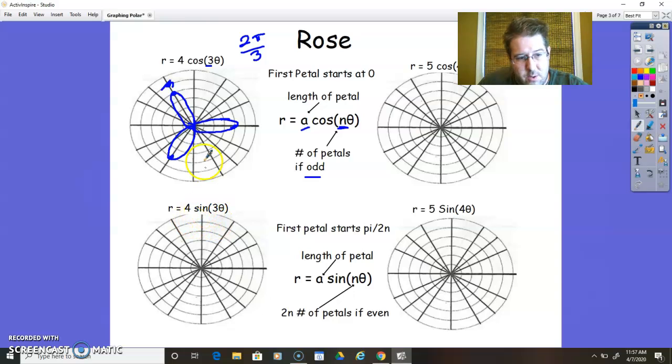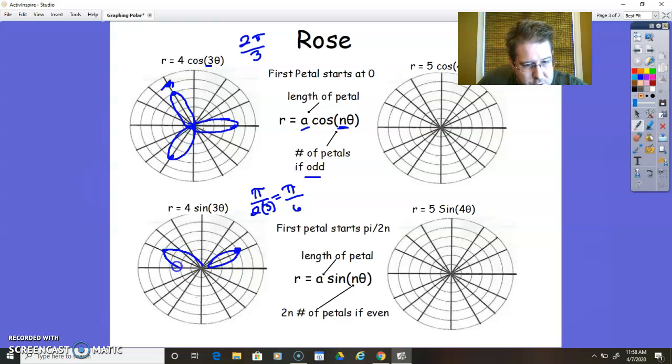Now I'm going to go down to the sine question, because as I mentioned, the only difference between these 2 questions is one's cosine, one's sine. Sine questions do not start the first petal at 0. The first petal is actually going to start at pi divided by 2 times n. N is 3. So the first petal is actually going to start at pi over 6, which is 30 degrees. So 4, 1, 2, 3, 4. There you go. And then if you add 2 pi over 3, that's really adding 4 pi over 6. That'd be 5 pi over 6. 5 pi over 6 would be right here.